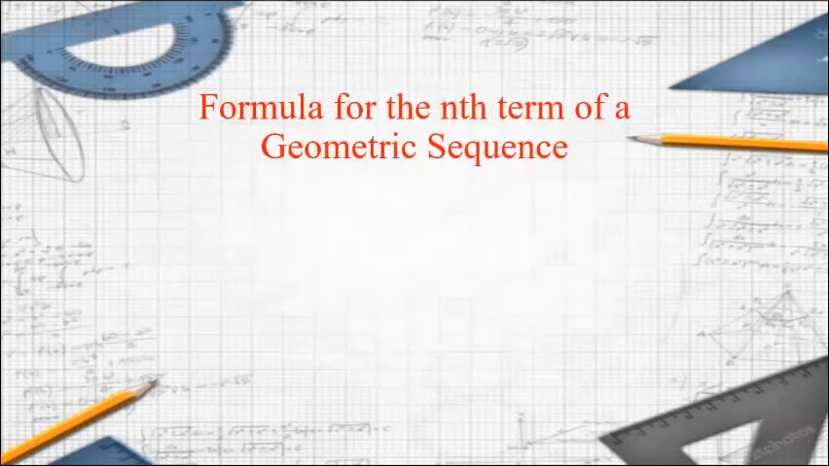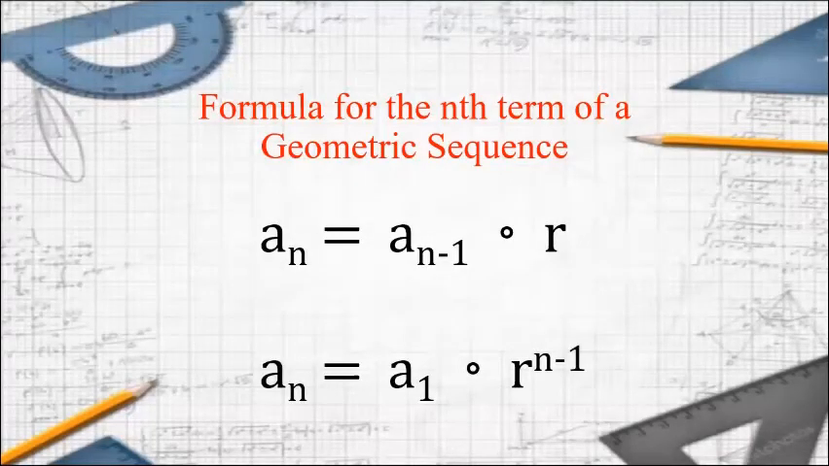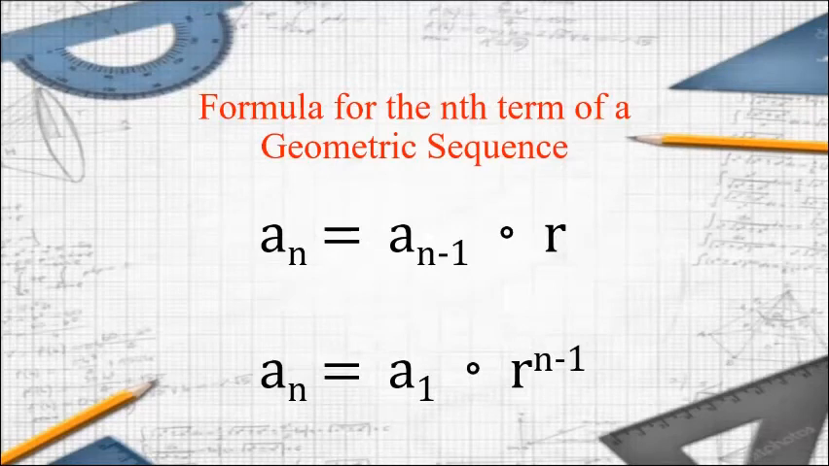So we also have the formula for the nth term of a geometric sequence. It is represented by this formula. We have a sub n is equal to a sub n minus 1 multiplied by r, and a sub n is equal to a sub 1 multiplied by r raised to n minus 1. So when are you going to use this certain formula? We are using the first formula if all the terms in a sequence are given. And then we are using the second formula if a certain term is unknown and only limited terms are given.